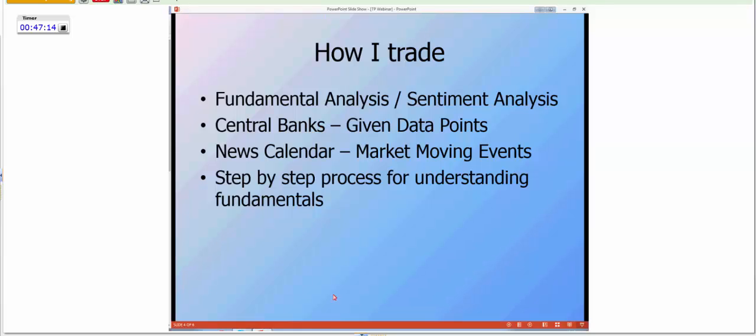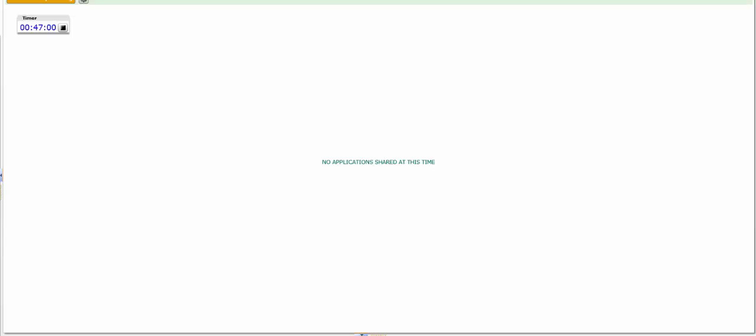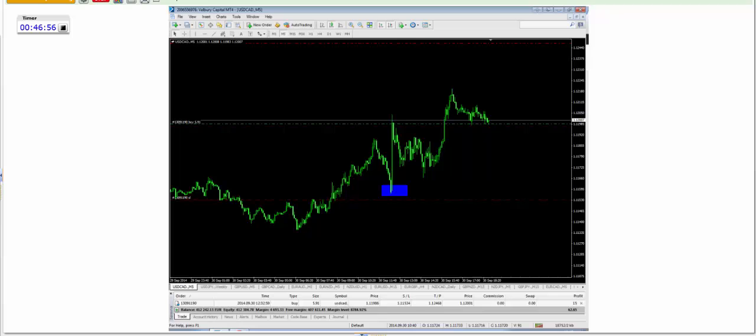Now the first one, I'm going to leave that there and I'm going to try and share my screen here, so just bear with me please. Okay, so you should be able to see my chart in just a second.